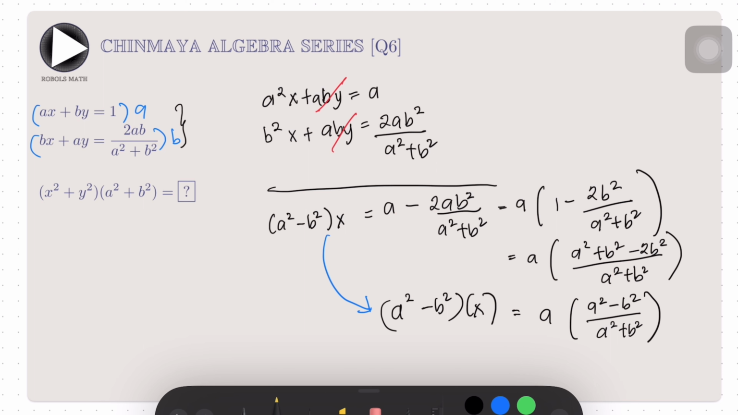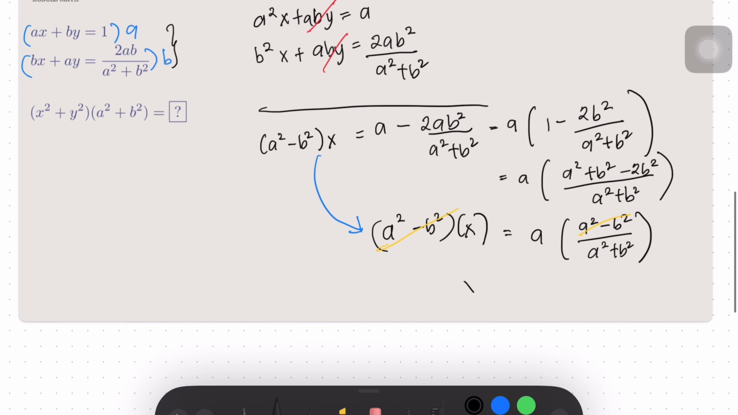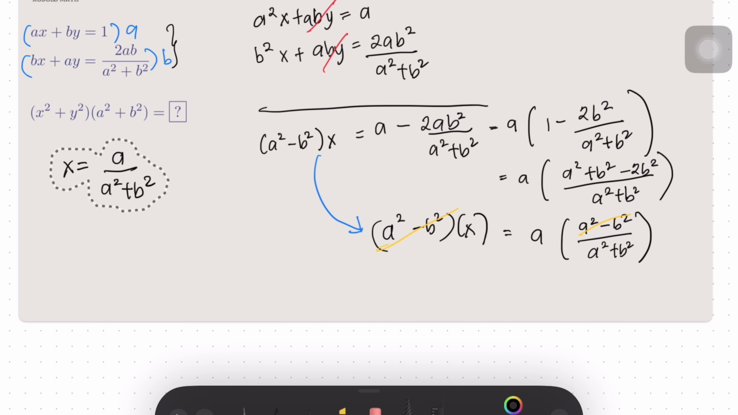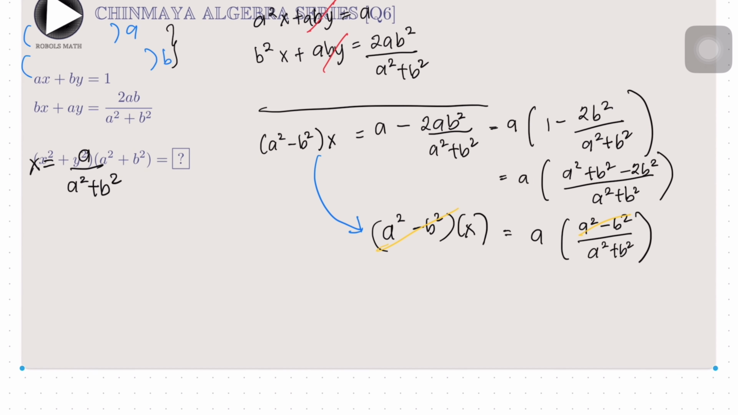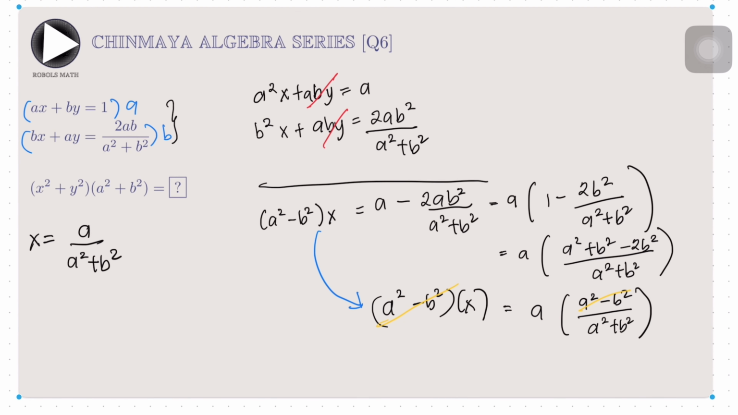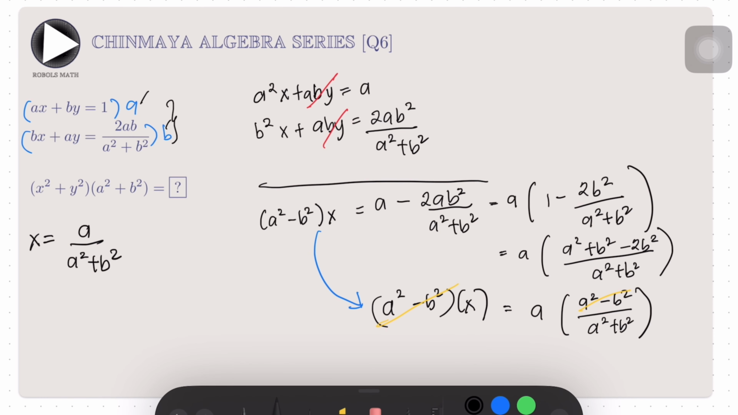So this one cancels out. So we are left with x is equal to a over a squared plus b squared. So that's one variable down. We put it here. And then the next step would be to solve for the variable y. We can use the same method, but instead of multiplying by a and b, we can multiply by b and a to get the same results.